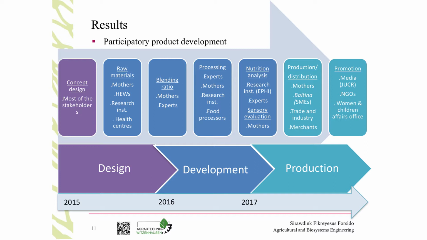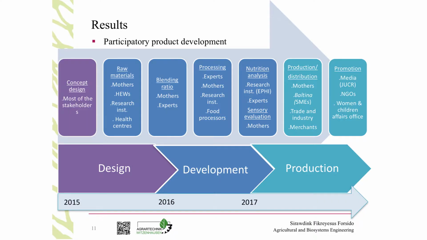In the next phase, when we select the raw materials to make the product of, we consulted mothers, health extension workers, and others listed there. Then we learned that there is a lot of blending there to make complementary food. Then we consulted the mothers and experts how to proceed with this. And for the processing method, we consulted experts, the mothers, research institutions, and others again.